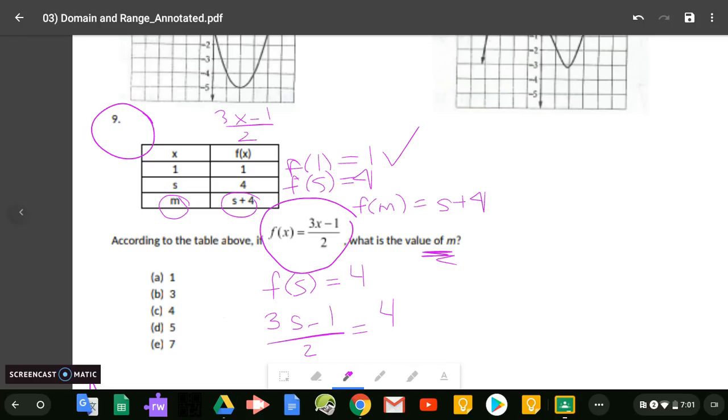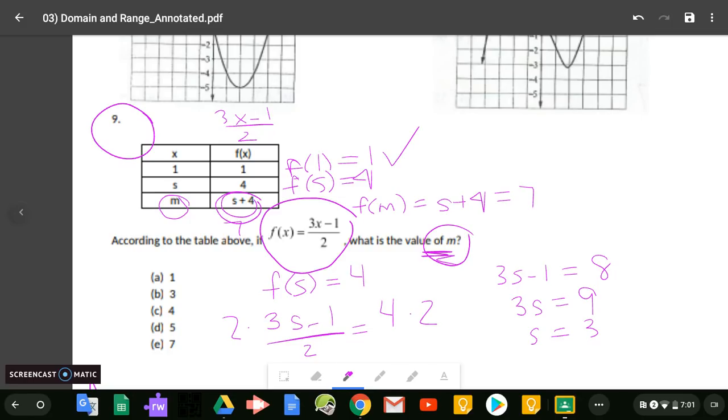So I'm going to move my 2 to the other side by multiplying by 2 on both sides. And then I get 3s minus 1 equals 8. So now I'm going to isolate the s by adding 1 over and then dividing by 3. Then I know s is 3. So remember, they wanted m, so we're getting closer. That means if s is 3, 3 plus 4 here is 7. So I know when I substitute m into my f function, my output should have been 7.